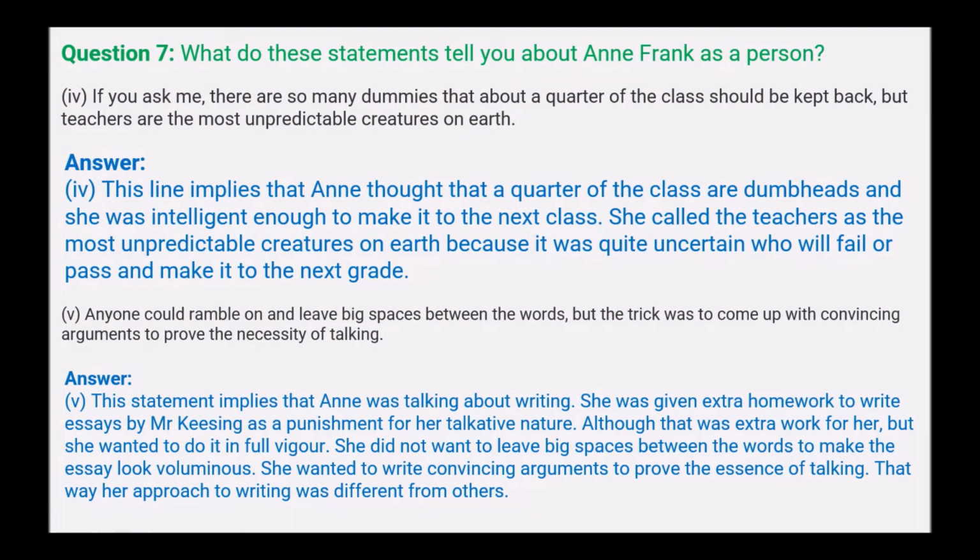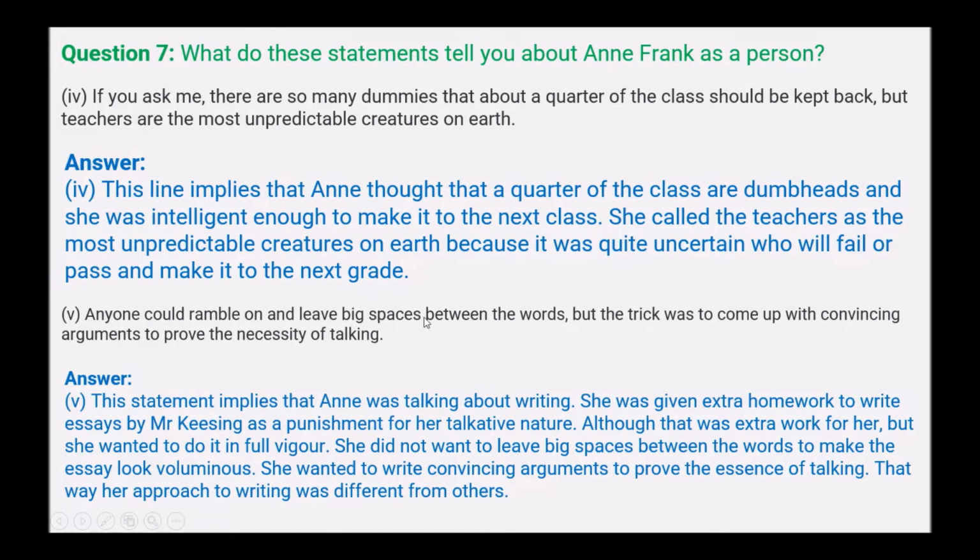Next, what does this statement tell you about Anne Frank as a person? "If you ask me, there are so many dummies that about a quarter of the class should be kept back, but teachers are the most unpredictable creatures on earth." This line implies that Annie thought that a quarter of the class are dumbheads, and she was intelligent enough to make it to the next class. She called the teachers the most unpredictable creatures on earth because it was quite uncertain who will fail or pass and make it to the next grade.